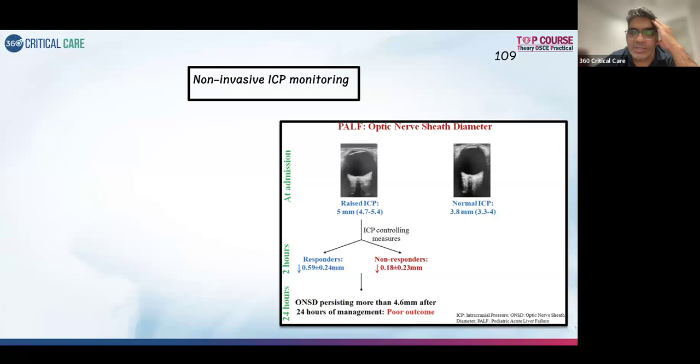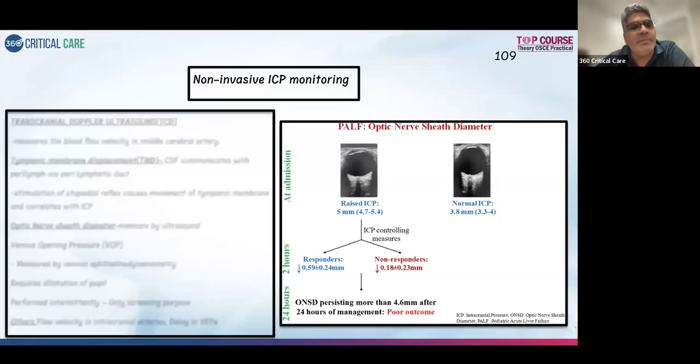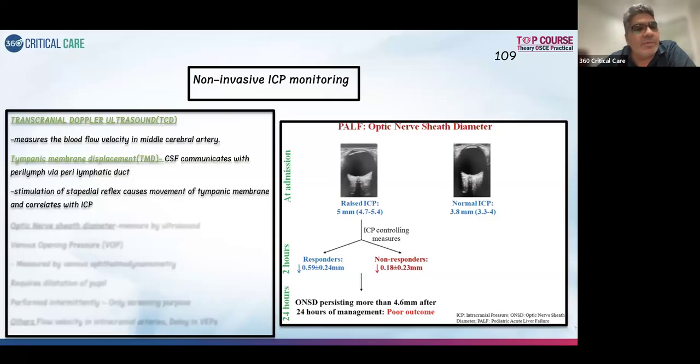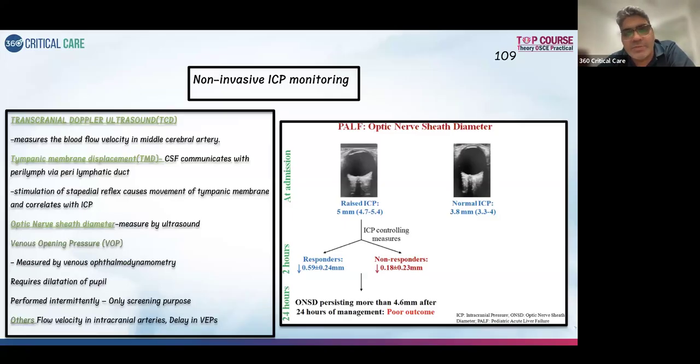So repetitiveness, operator dependent, so it has its own limitation. Transcranial, we talked about that. Optic nerve sheath, we talked about that. So they can ask you what are the demerits of these non-invasive methods. So first of all, they are not gold standard. They're not continuous monitoring and very operator dependent.